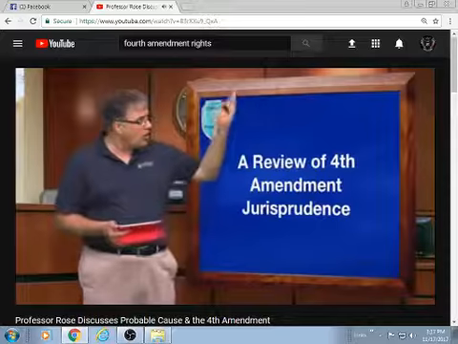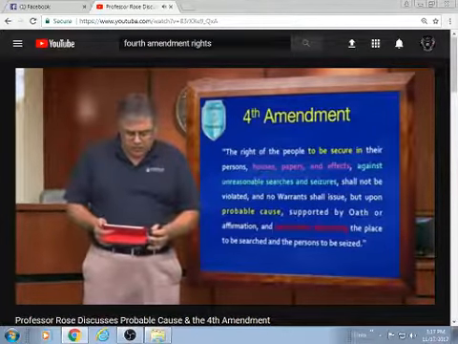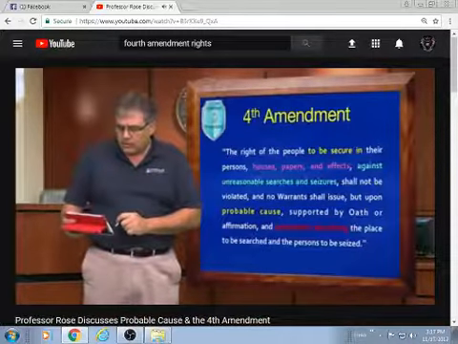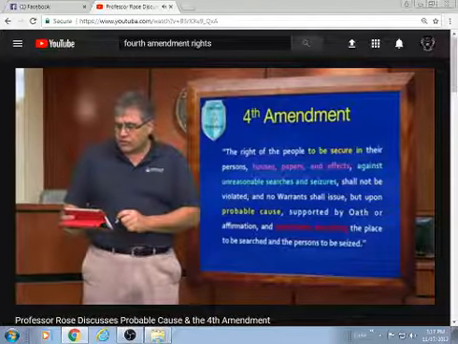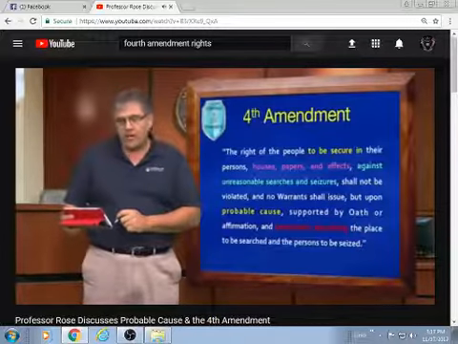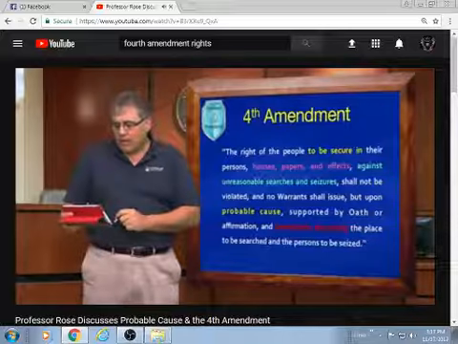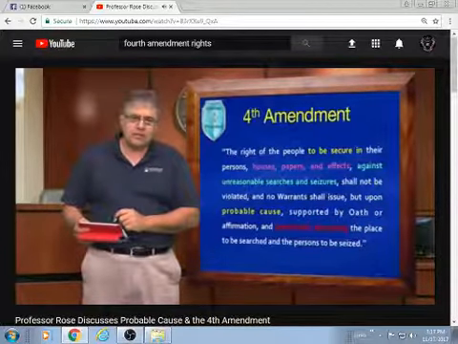Okay. We'll start here with the language of the Fourth Amendment, and this comes right from the Constitution of the United States. The right of the people to be secure in their persons, houses, papers, and effects against unreasonable searches and seizures shall not be violated, and no warrant shall issue but upon probable cause, supported by oath or affirmation, and particularly describing the place to be searched and the persons to be seized.